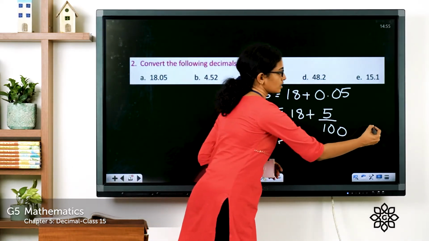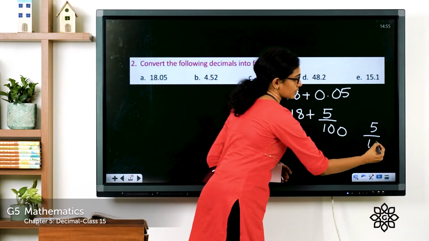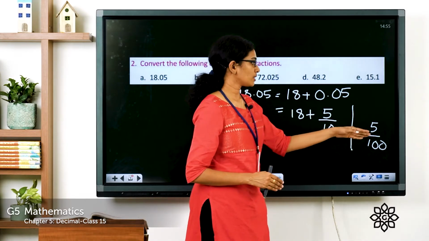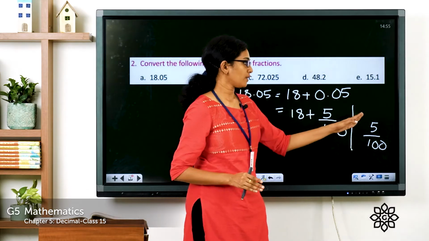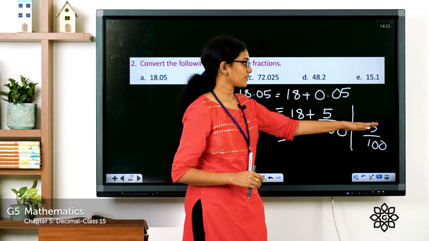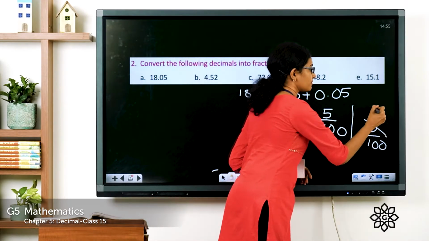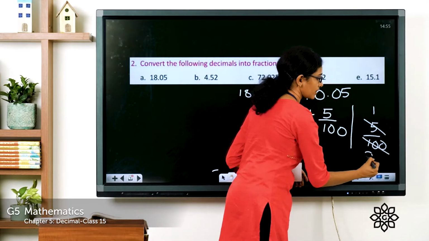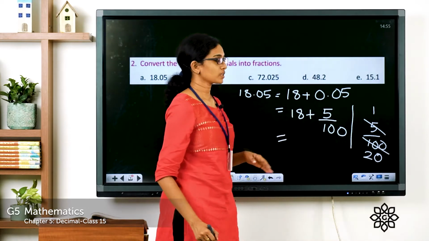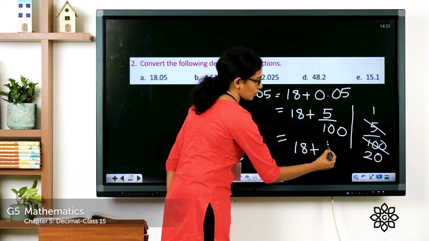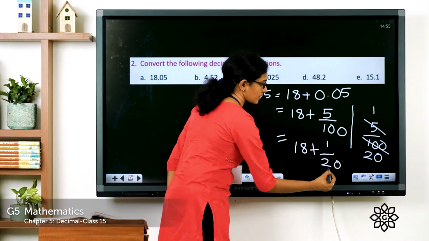See, 5 by 100. Do they have a common factor, the numerator and the denominator? Yes, 5 is a factor of both this 5 and 100. So, let's cancel out that common factor. 5 divided by 5 is 1 and 100 divided by 5 is equal to 20. So, this one you can write as 18 plus 1 by 20.